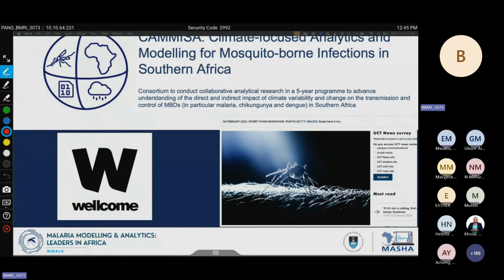We're also engaged in another project from the beginning of next year. It's another Wellcome Trust project called CAMISA. Here we're focusing on vector-borne diseases in Southern Africa, not South Africa. So not just malaria, but also chikungunya and dengue, and other climate-related vector-borne diseases, not necessarily mosquito-borne, like schistosomiasis, which is a big problem that we need to be dealing with as well.